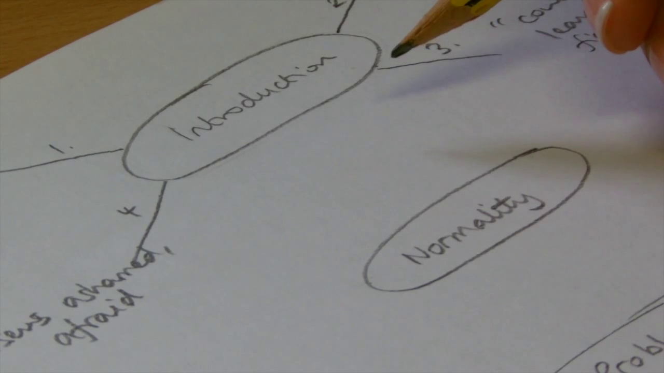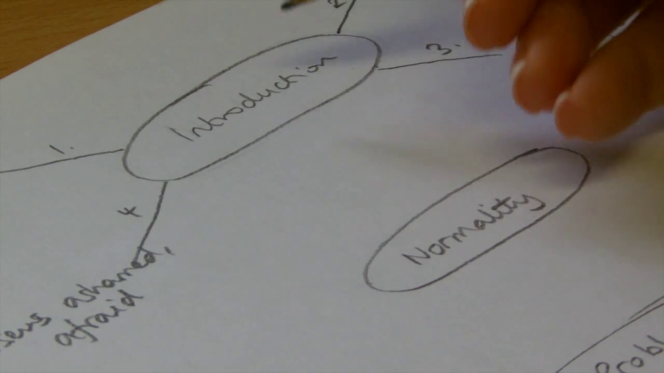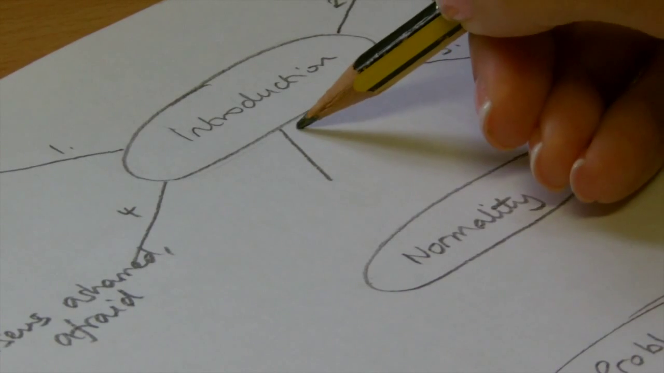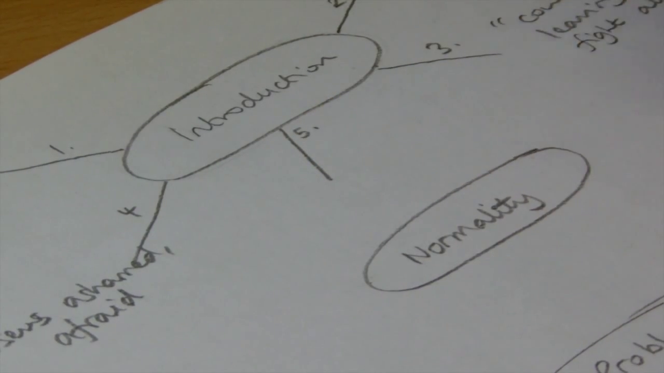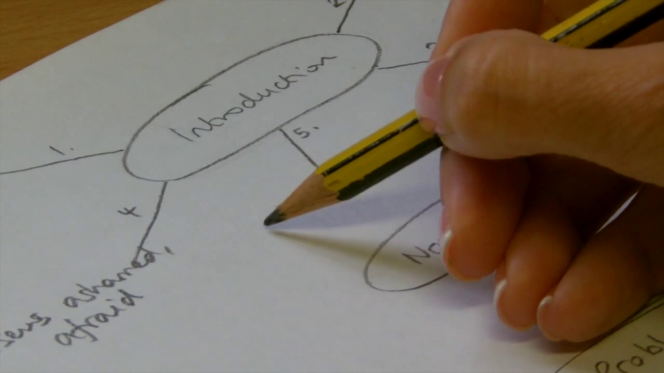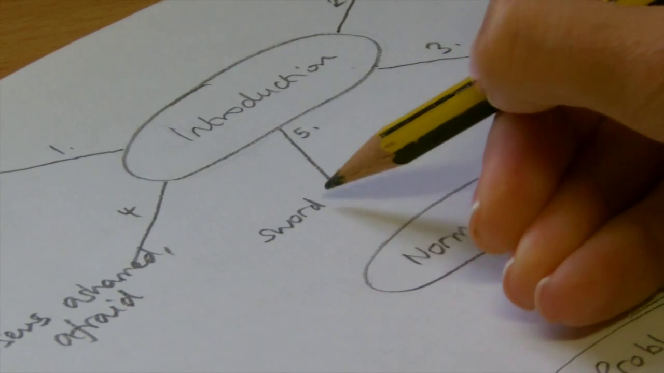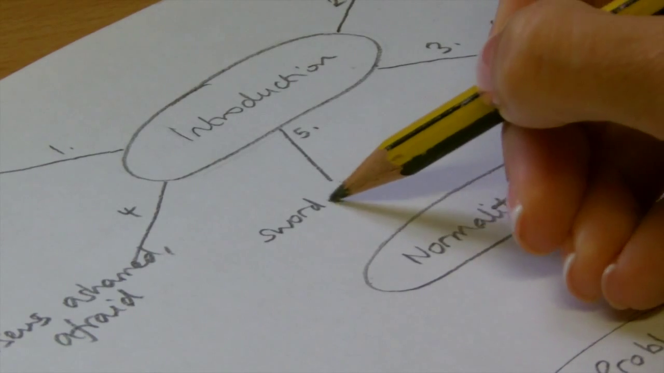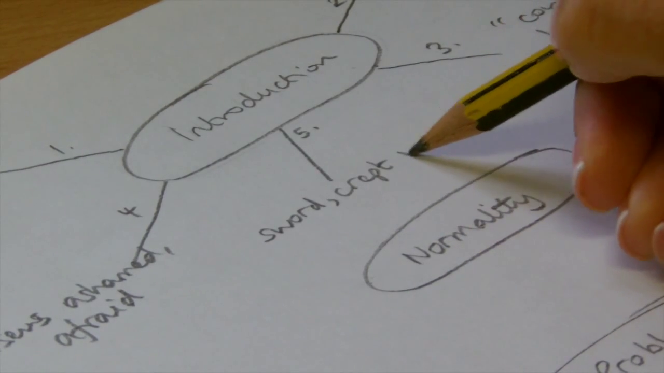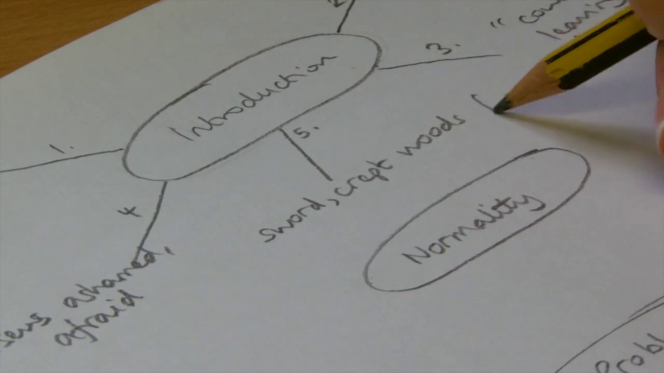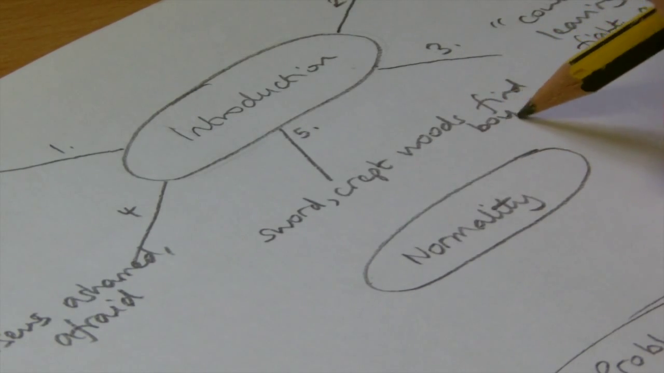As before, we need to link back to the previous paragraph. I haven't mentioned where this action is taking place yet, so I will add a line to my introduction. Sentence 5, that Perseus took his sword, which he uses later in the story, and crept into the woods to find the boy. In the normality, we describe the senses, what you can see, hear, smell, touch or taste.